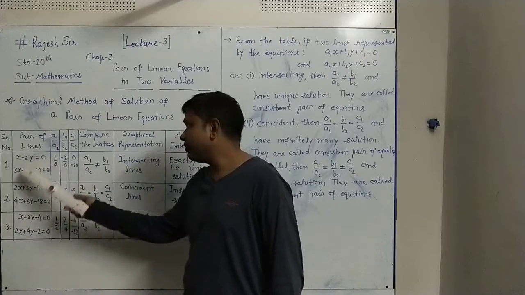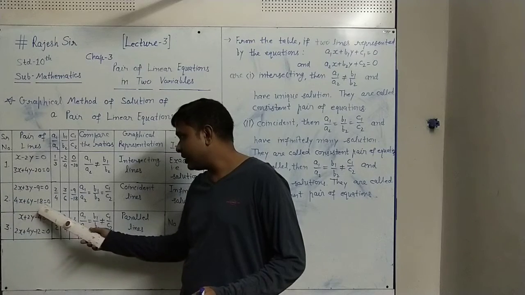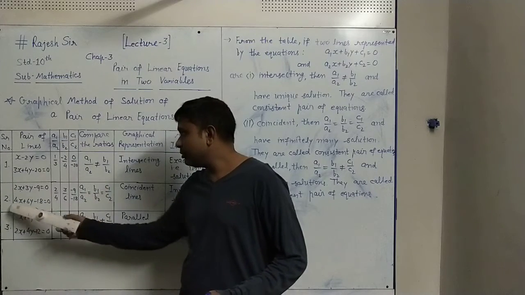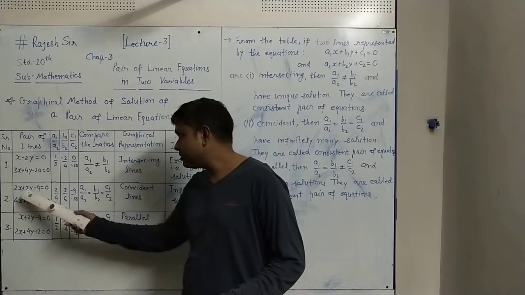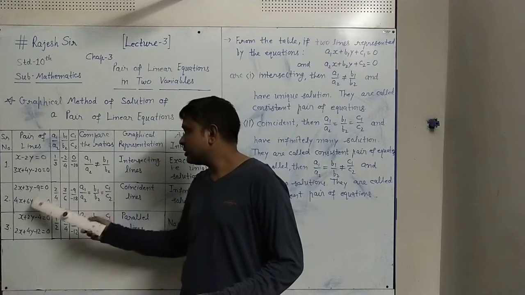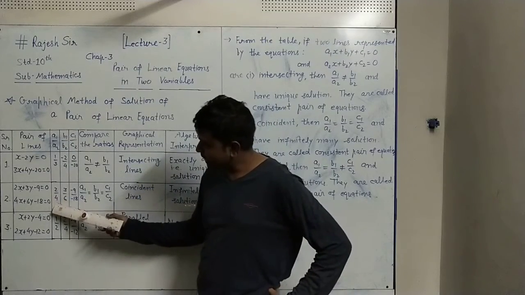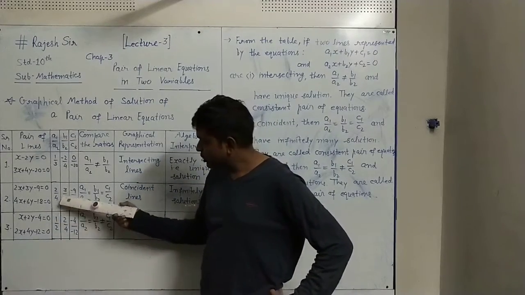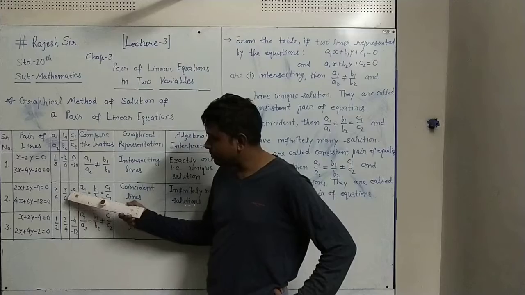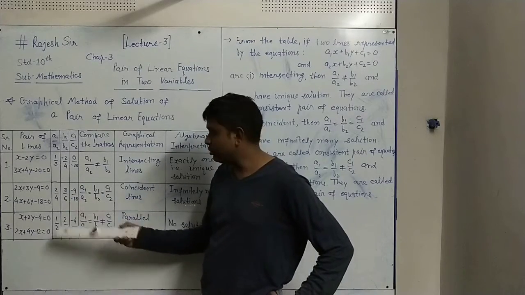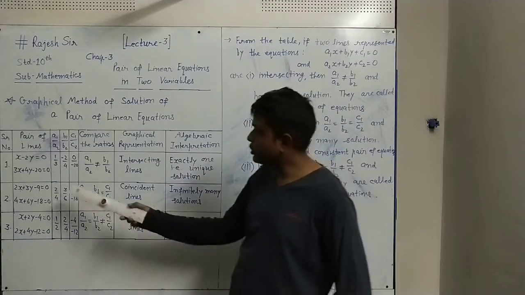Second example, a pair of lines are 2x plus 3y minus 9 equal to 0 and 4x plus 6y minus 18 equal to 0. Here also a1 upon a2, the coefficients of x, is 2 upon 4. b1 upon b2, the coefficients of y, is 3 upon 6. The constants ratio is minus 9 upon minus 18. Simplifying, 2 upon 4 gives 1 by 2, 3 upon 6 also gives 1 by 2, and minus 9 upon minus 18 gives 1 upon 2. All three ratios are the same.